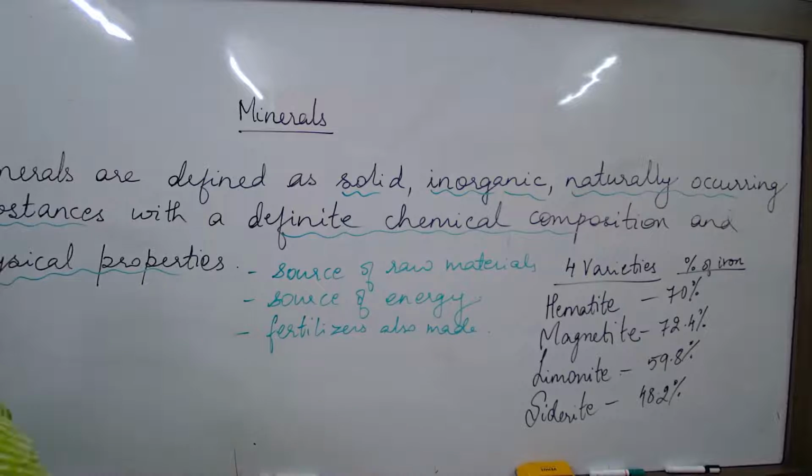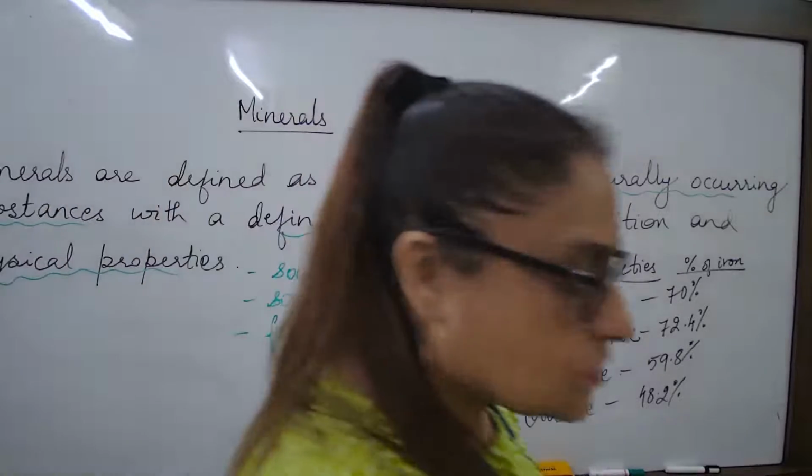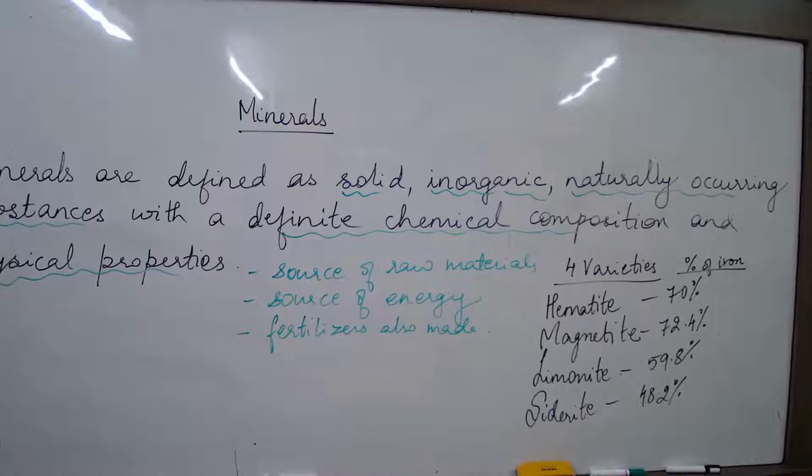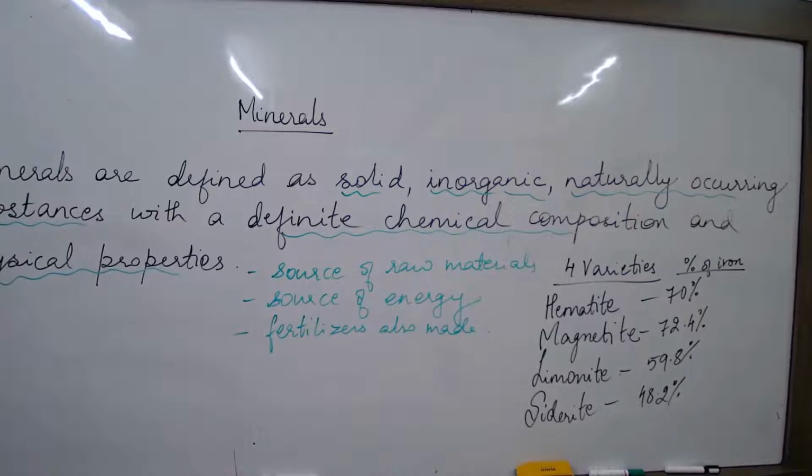Okay, then distribution. See the places where it is found in the text: Goa, Madhya Pradesh, Rajasthan, Maharashtra, Jharkhand. Go as per that. Write in the same order. Done?